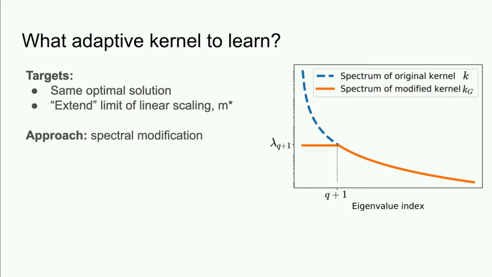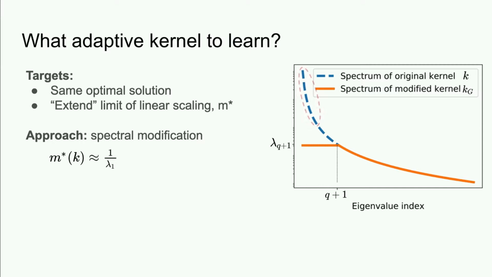So the approach, again, is a spectrum modification. And the limit of linear scaling for the original kernel here is simply 1 over lambda 1. So what is lambda 1? It's essentially the top eigenvalue of the original kernel matrix, which can be shown in this blue curve. So the blue curve is essentially the eigenspectrum of the original kernel matrix. And so what we want to do is a spectrum modification of that kernel function, so its spectrum becomes this orange curve. So it's like a flattening of the eigenspectrum.